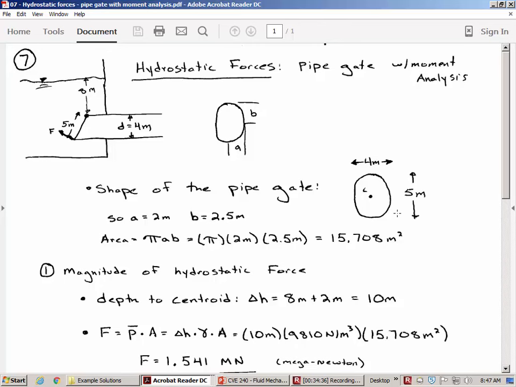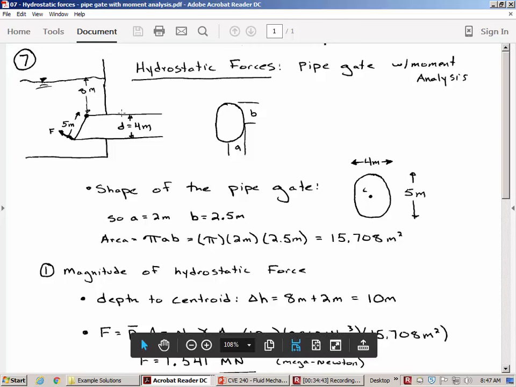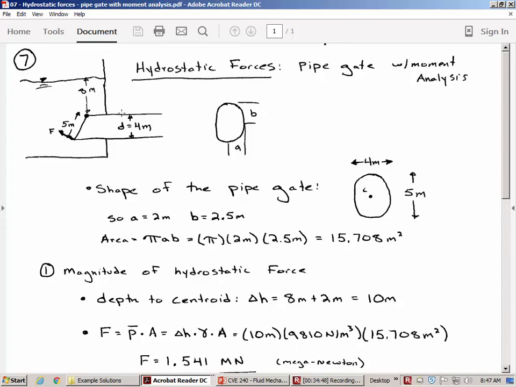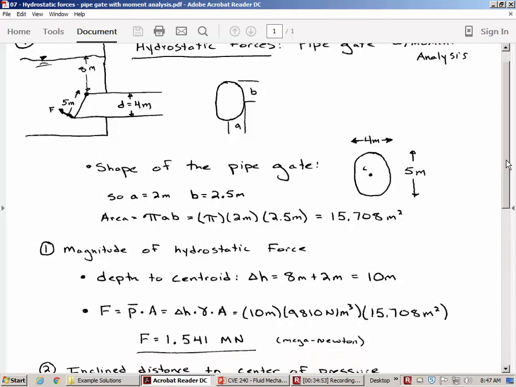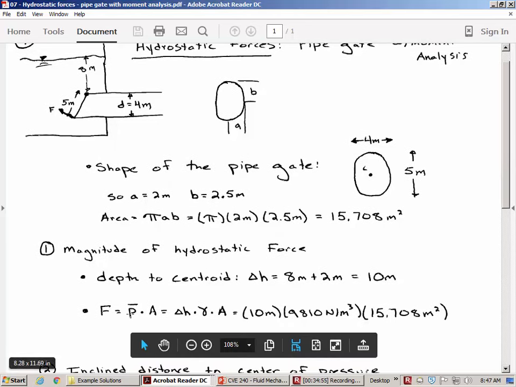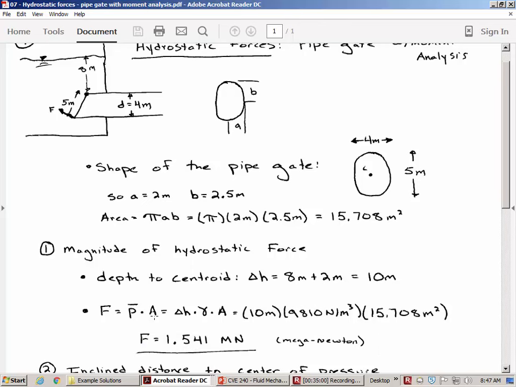It's 15.708 square meters. Okay, the depth of the centroid is 10 meters. Because the vertical component here you get from the diameter of the pipe. So it's 8 meters to the edge and then another 2 meters down to the centroid. The magnitude of the force is the pressure at the centroid times the area. So that's the same as delta H times the unit weight. That gives you the pressure at the centroid multiplied by the area. So 1.54 meganewtons. That's the magnitude of the force.